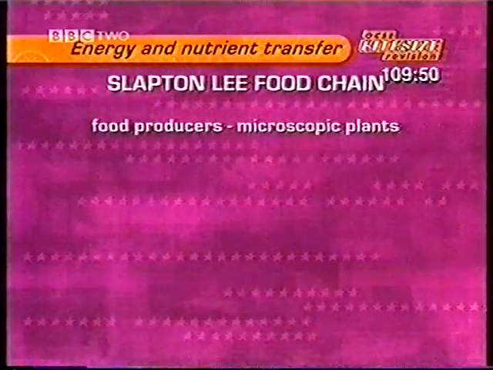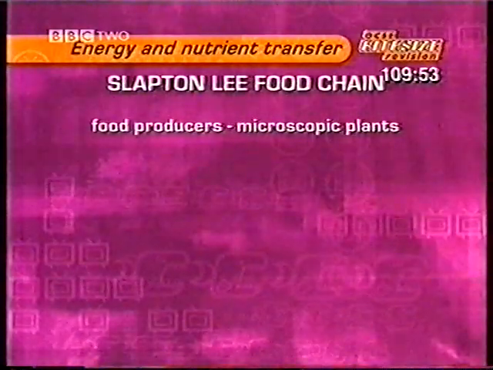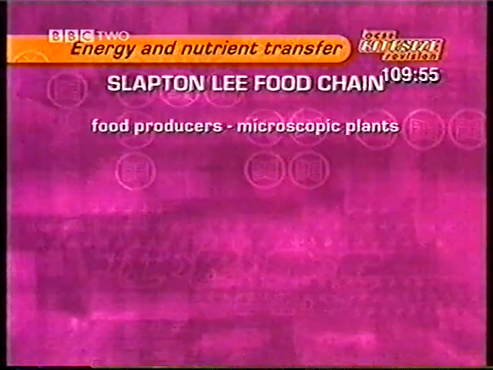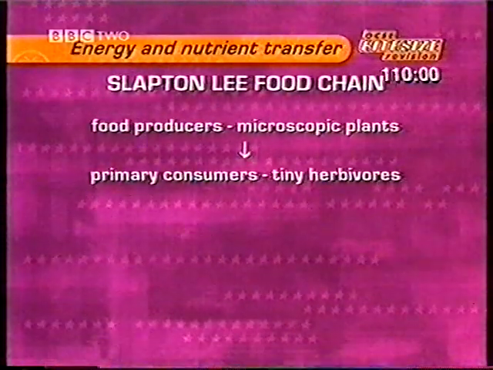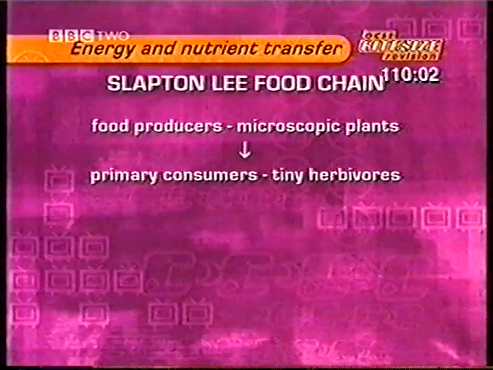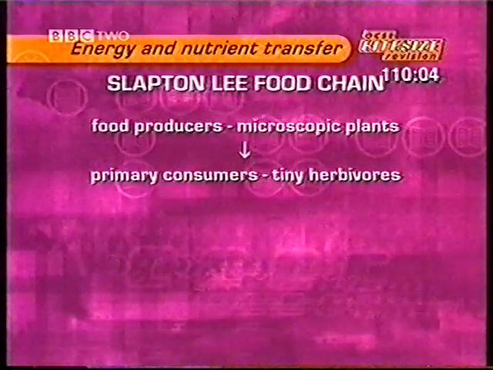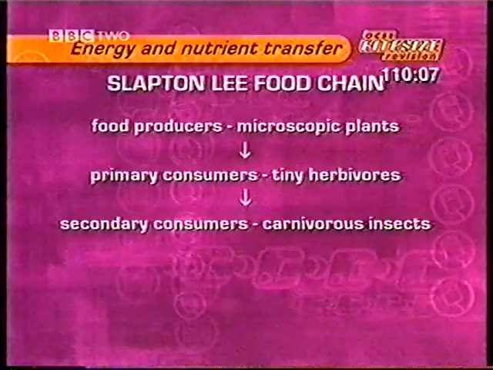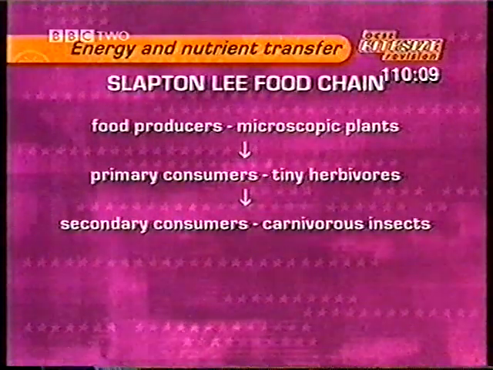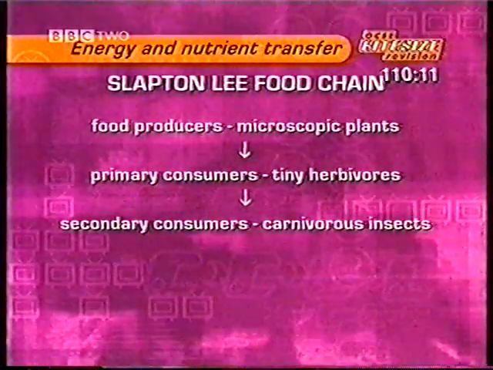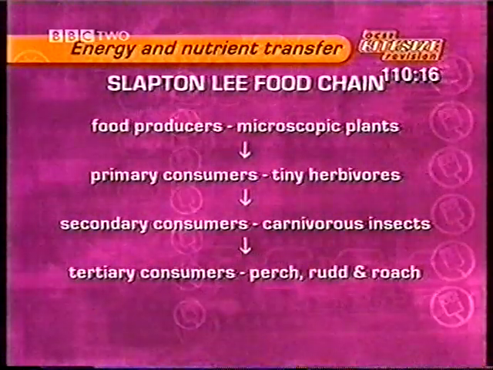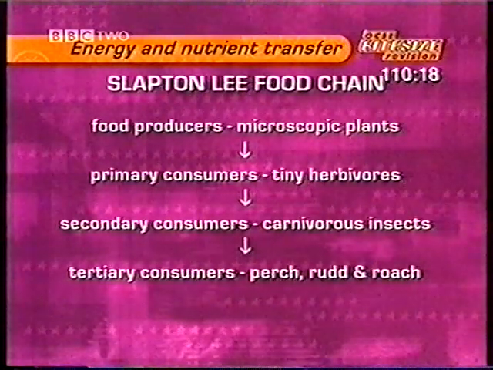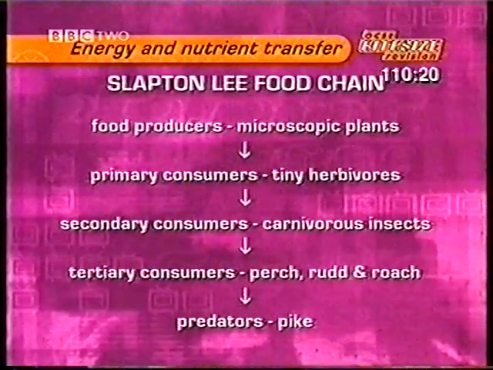The food chain in the lake at Slapton Leas starts with plants, called producers because they produce food in the first place by photosynthesis. The plant producers are eaten by primary consumers in the chain, tiny herbivores that eat only plants. These herbivores are eaten by the secondary consumers in the chain, flesh-eating carnivorous insects. They in turn are eaten by tertiary consumers, the perch, rudd and roach. Finally, these fish are eaten by a predator, another fish, the pike.